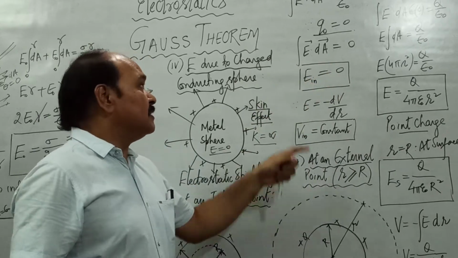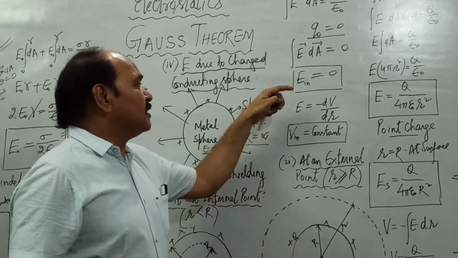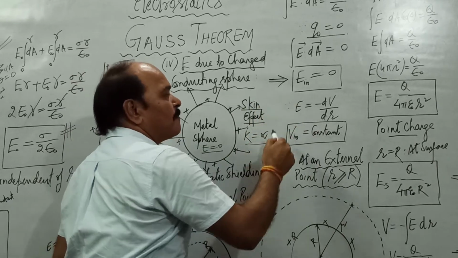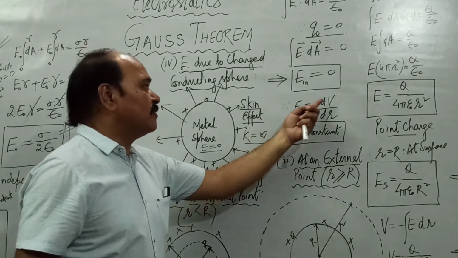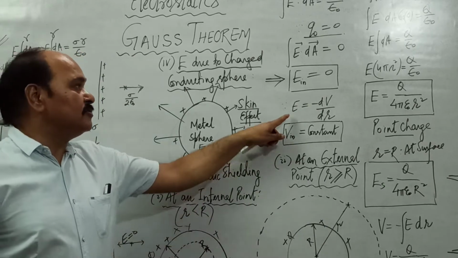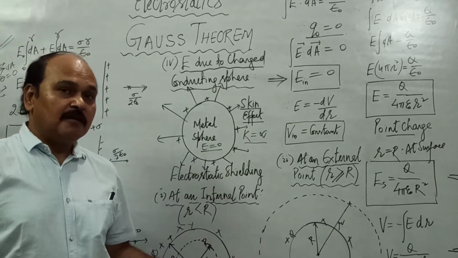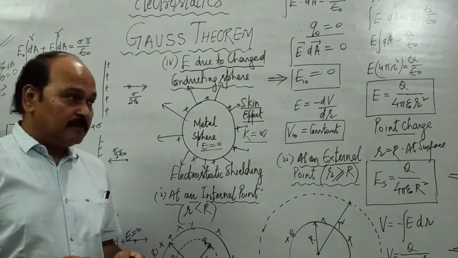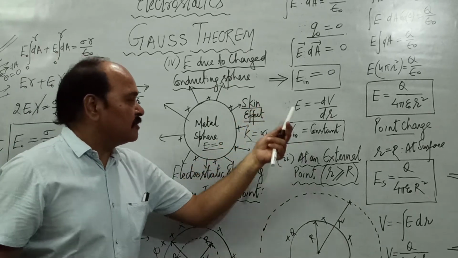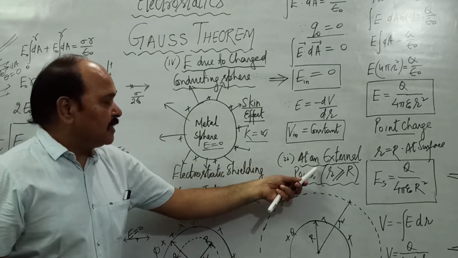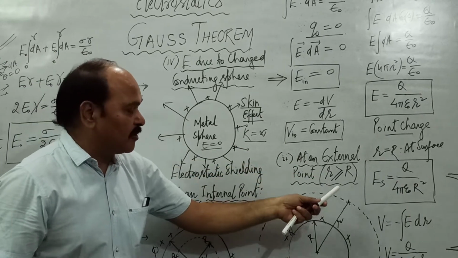Integration of E dot dA would be 0. That simply means electric field inside is going to be 0. And since E is equal to minus dV by dr and E is 0, that means V is constant. What is that constant? We'll know very shortly. So electric field inside is 0, electric potential inside is constant. Now what is the electric field intensity at an external point?